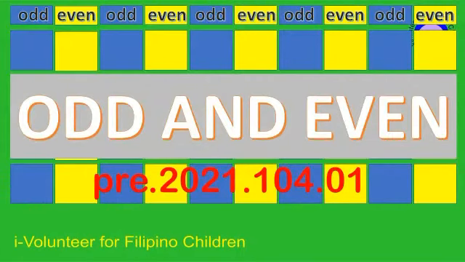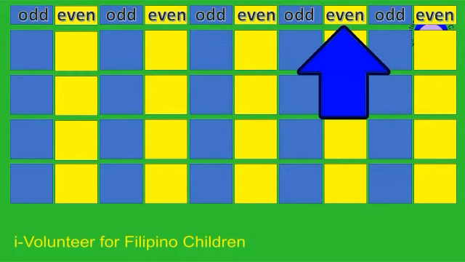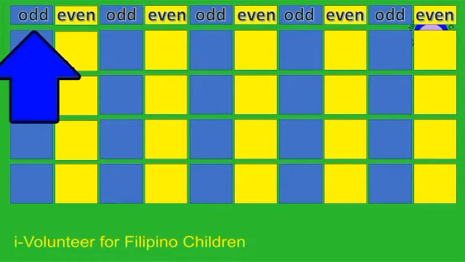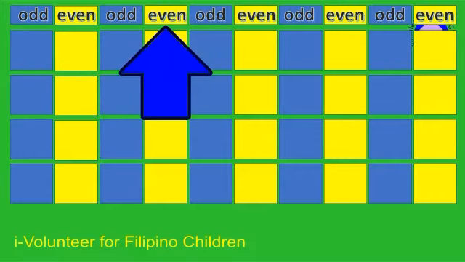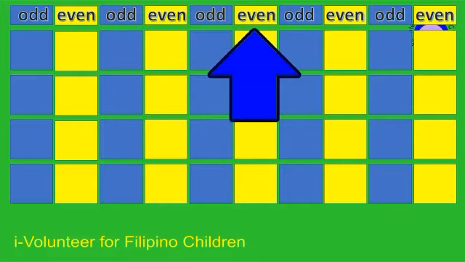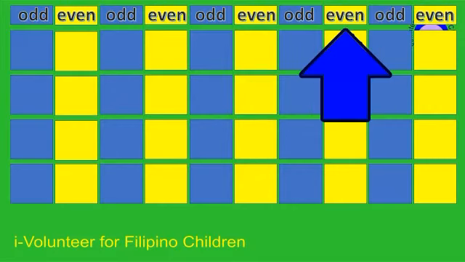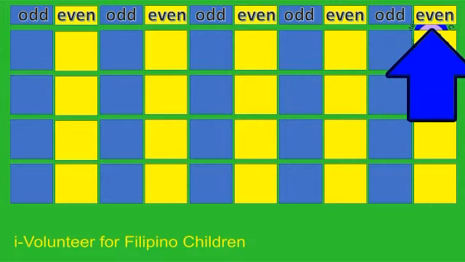Our topic for today is about odd and even. Gumawa ako ng chart na may 10 column at binigyan ko ng pangalan ng bawat isa bilang odd, even, odd, even, odd, even, odd, even, odd, even.